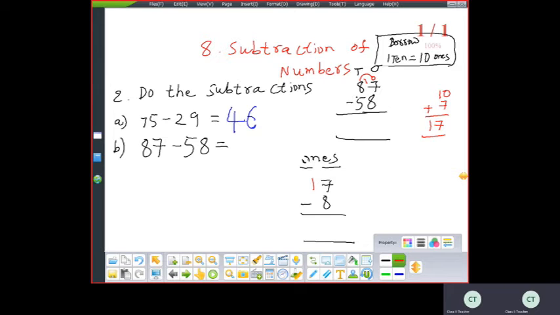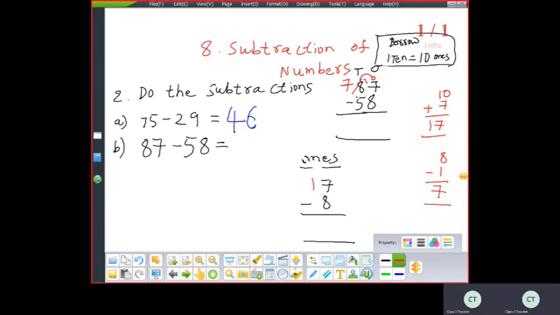From 8 tens, we taken 1 ten as borrow. 8 minus 1, 7. It is 7.